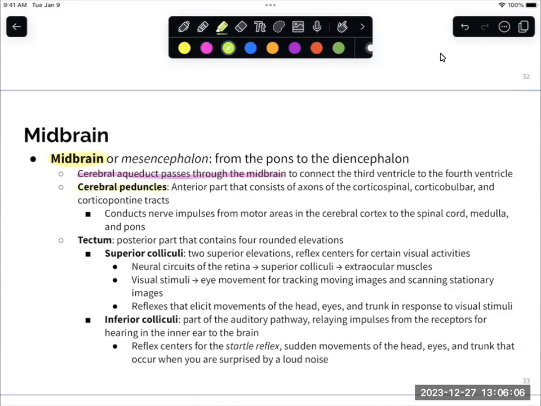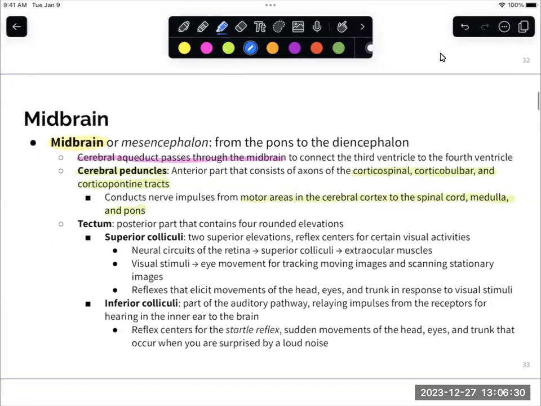We have cerebral peduncles. This is corticospinal, corticobulbar, and corticopontine tracts. So this is carrying information from motor areas in the cerebral cortex to the spinal cord, medulla, and pons. We have the tectum, which are 4 round elevations in the midbrain. 2 of them are the superior colliculi.